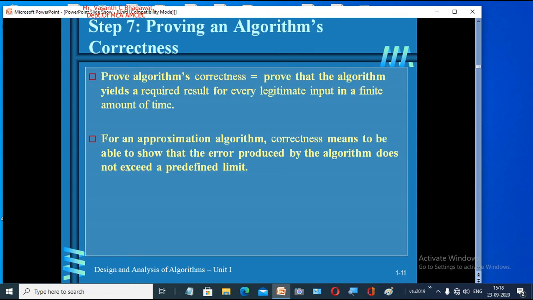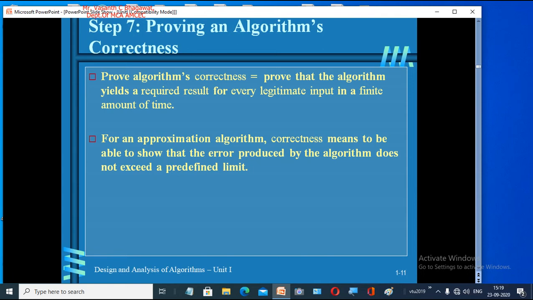Once an algorithm has been designed, the next very crucial step is to check the correctness, proving an algorithm's correctness. Now this is very crucial and very important, and simultaneously a very complicated task also. So in the next unit we will start discussing this, proving the correctness. Now what do you mean by proving the correctness?